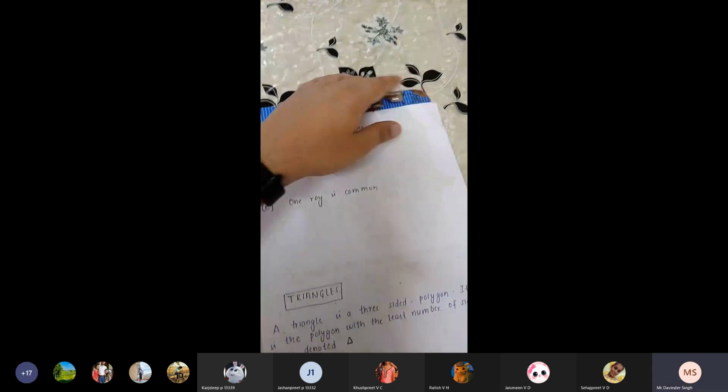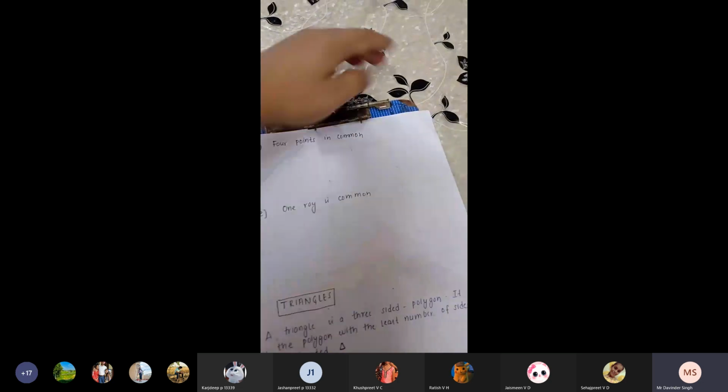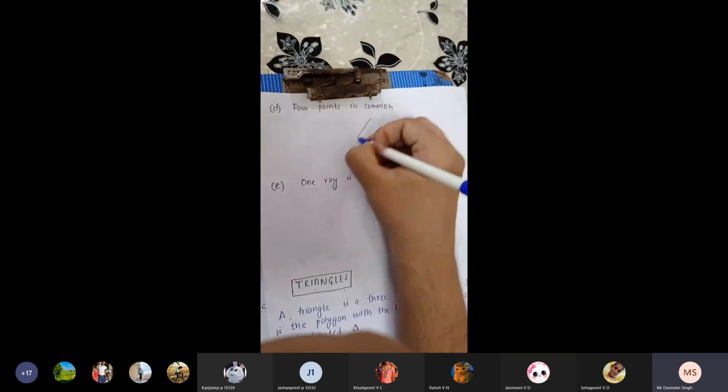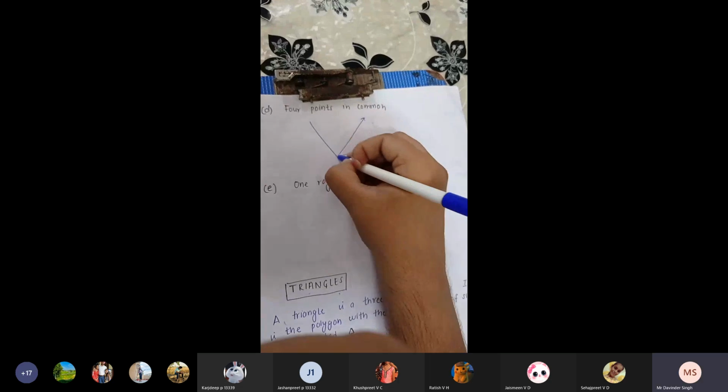So again, now here 4 points are common. Then again I can do the same thing. I will draw the same diagram and I will put one more point on the angle. Again see, I am drawing the same diagram. I am drawing again and again.